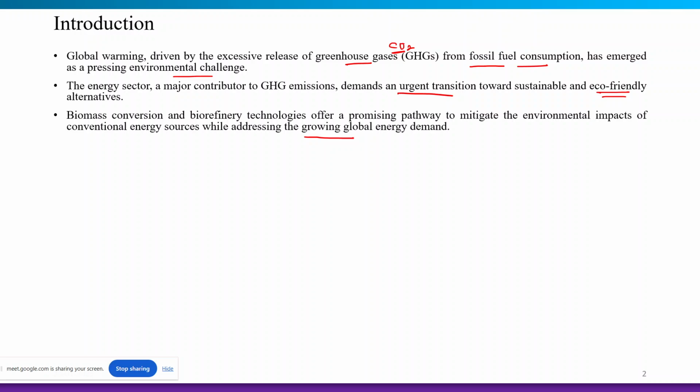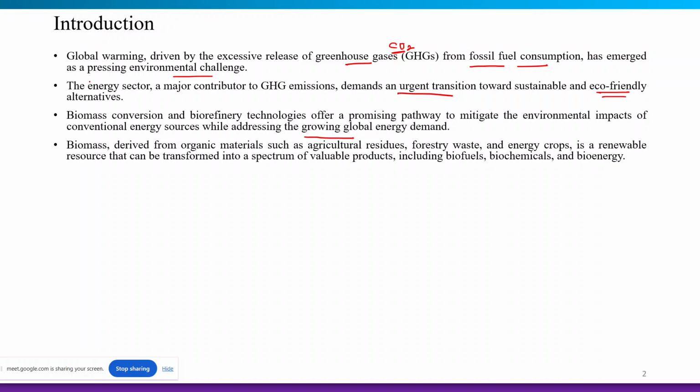How these processes are done, what the processing of biomass is, and how biomass is converted into solid, liquid and gaseous fuels will be discussed in detail in the upcoming classes. Now I am giving you the very introductory part. Next is biomass, which is derived mostly from organic materials. Those consist of agricultural residues, forestry waste, and energy crops. Energy crops can be intentionally produced on a large scale by agricultural methods, and we can use them as a source of renewable energy. This gives a range of valuable products, including biofuels, biochemicals and bioenergy.